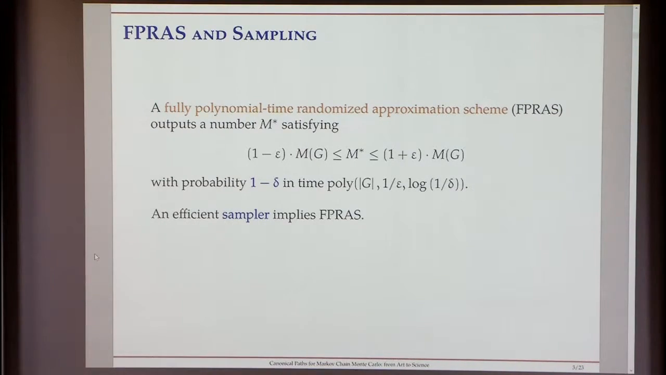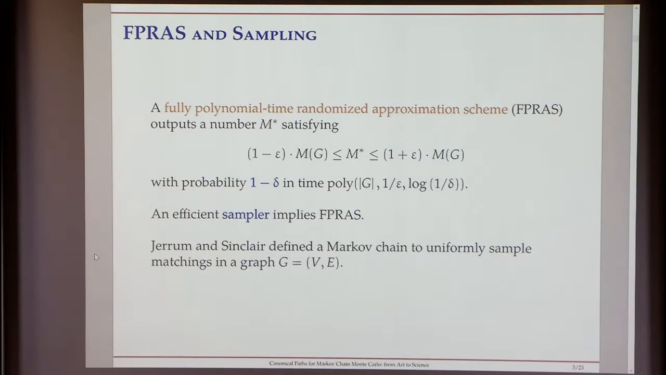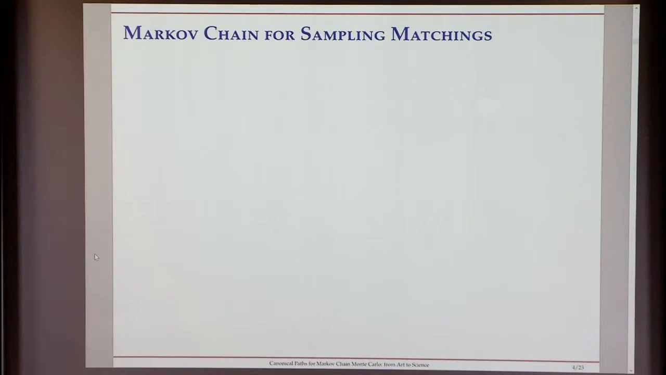A very general method to design an FPRAS is to first decide on a sampler that can uniformly sample from the set of matchings in the graph, and then there's a general procedure to transform the sampler into an FPRAS. In light of this, Jerrum and Sinclair defined a Markov chain to uniformly sample from the set of all matchings. I'm going to describe this Markov chain first, because the main purpose of this work is to generalize this Markov chain to other counting problems.